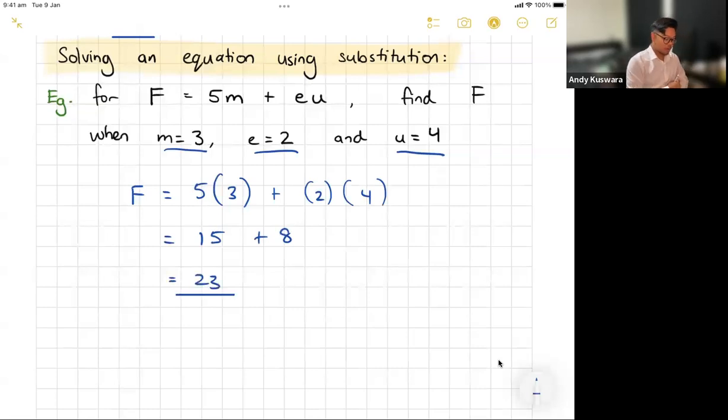So therefore, if your math level is 3, your effort level is 2, and your understanding is 4, you're going to have a 23 level of fun in math. Oh, that was really lame. But you get the idea, hopefully.